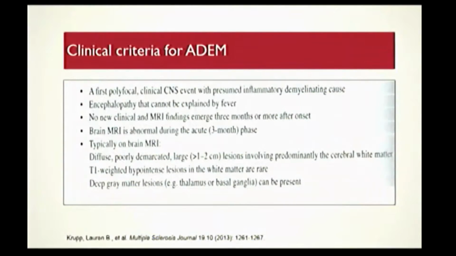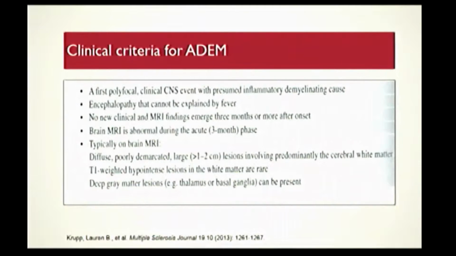The clinical criteria for ADEM is to have a patient with a first-time attack of polyfocal clinical CNS demyelinating symptoms. He should have encephalopathy that cannot be explained by fever, no new clinical or MRI findings beyond 3 months after the first attack, and an abnormal MRI brain within the first 3 months.